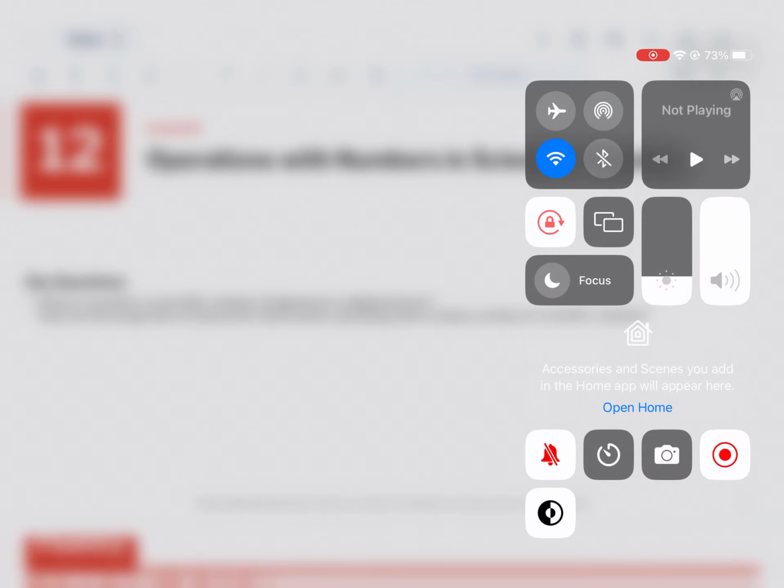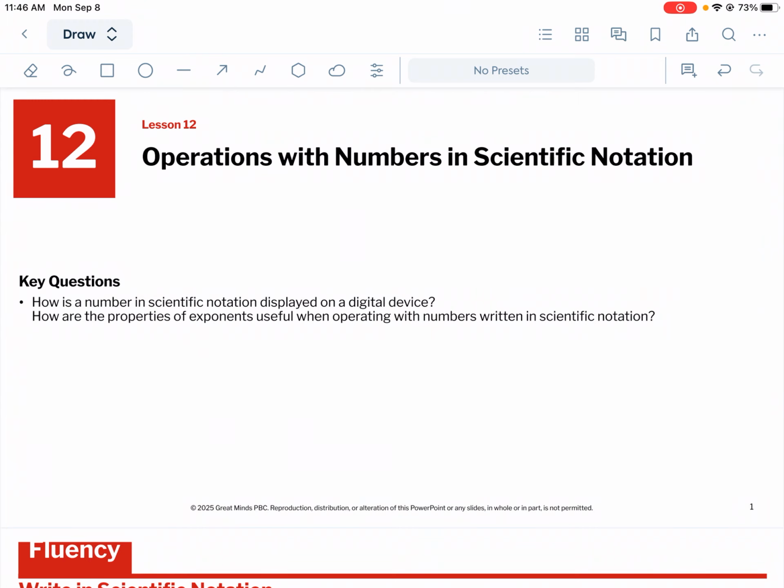Okay, and here we are back at it again with lesson 12. I do realize that at the end of the lesson 11 video, I forgot to give the practice and the homework. So really quickly, turn to the practice section of lesson 11. Number 1 through 13 is your practice. Number 14, 16, and 17 are your homework. Homework is only 3 questions, 14, 16, and 17.